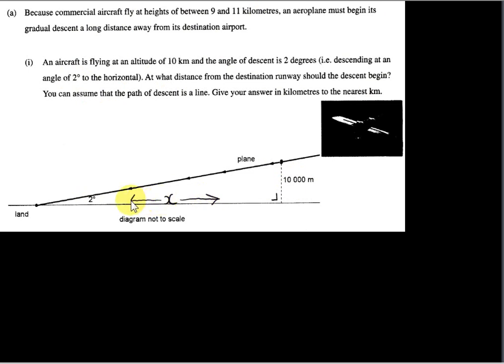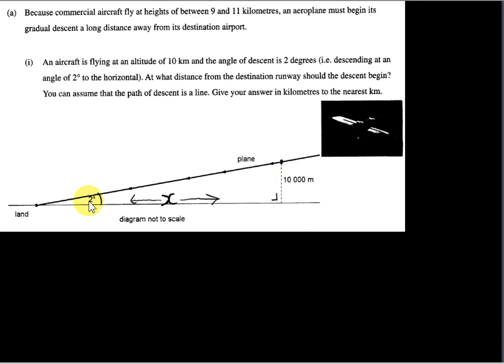It's just the side adjacent to 2 degrees in this right angle triangle. So the aeroplane is coming in at an angle of 2 degrees to the horizontal. So it starts its descent when it's 10 kilometers or 10,000 meters above the surface. So we can use our ratios to find x. Well, you could also use the sine rule. I'll probably do it two ways. I'll start off by using ratios for right angle triangles.